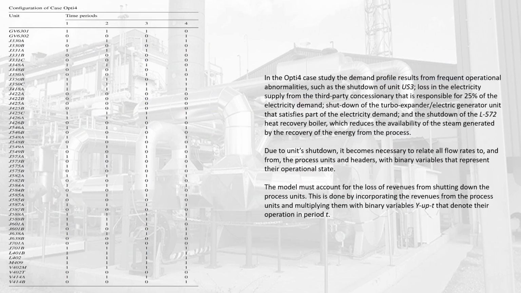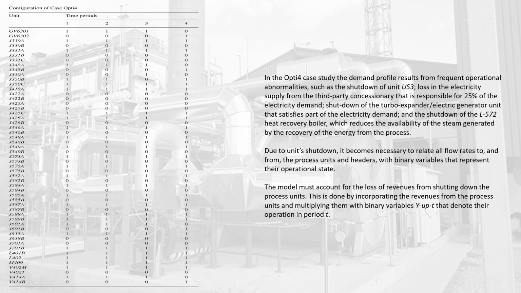In the Opti4 case study, the demand profile results from frequent operational abnormalities, such as the shutdown of Unit US3, loss in the electricity supply from the third-party concessionary that is responsible for 25% of the electricity demand, shutdown of the turbo expander/electric generator unit that satisfies part of the electricity demand, and the shutdown of the L572 heat recovery boiler, which reduces the availability of the steam generated by the recovery of the energy from the process.